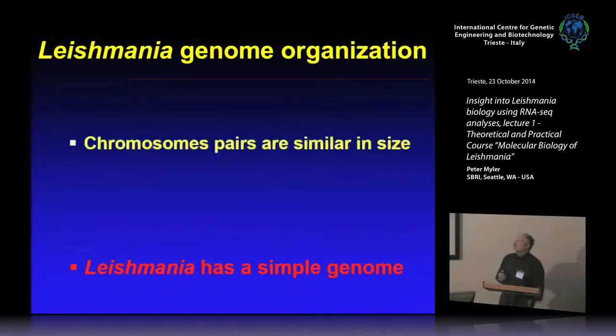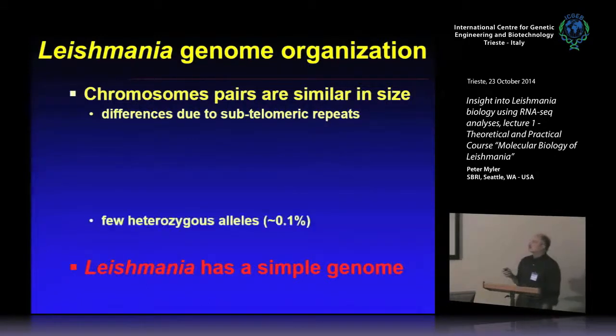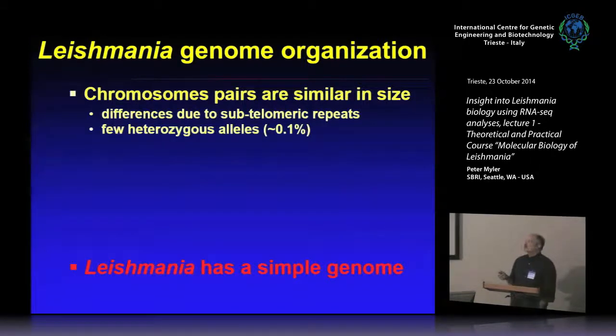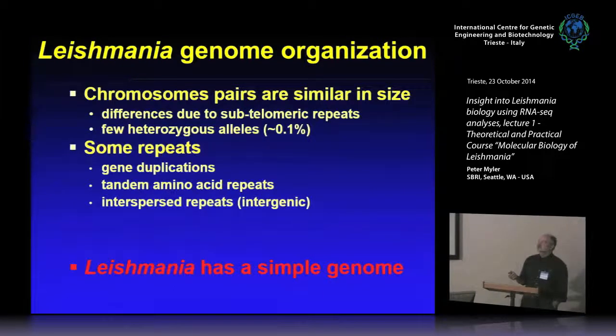All right, so the conclusion of all of that was that Leishmania had a pretty simple genome, at least compared to the other trypanosomes. There were chromosome pairs that were pretty much similar in size. Sometimes they were slightly different because of sub-telomeric repeats. There were very few heterozygous alleles, less than 0.1%. There were some, but not very many repeats. There are a lot of gene duplications. There were some protein coding genes that had tandem amino acid repeats.